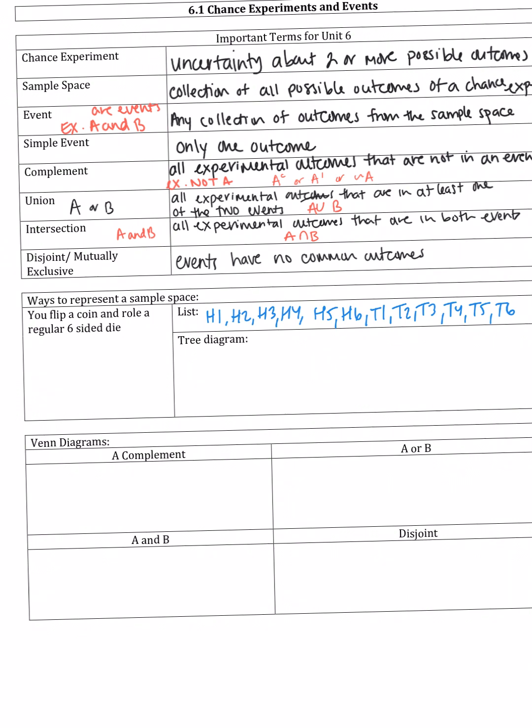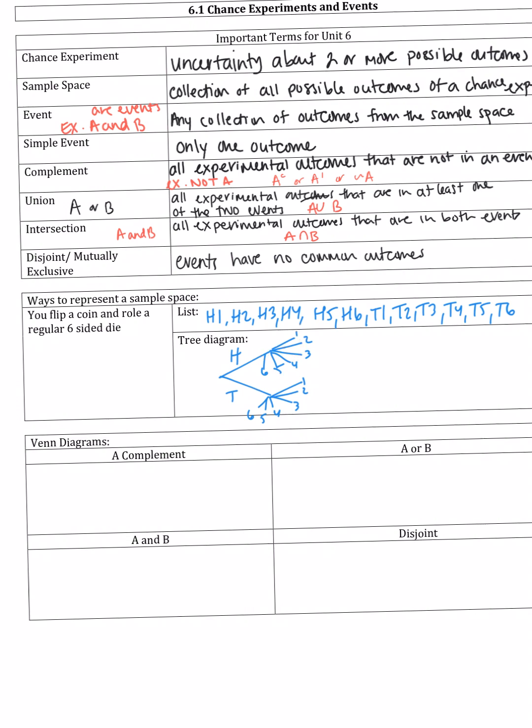Here's a way to represent that: my first event is that I flip the coin and I get heads or tails. And the second event is I roll the die, 1, 2, 3, 4, 5, 6. And I see all the possible outcomes that I have there by just following that tree diagram. Heads 1, heads 2, heads 3, etc.